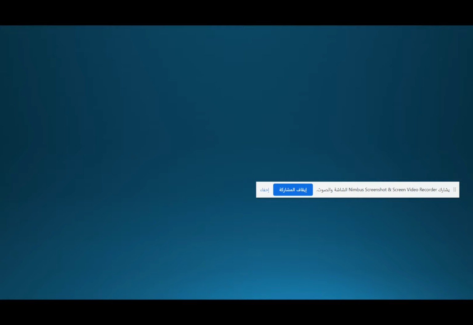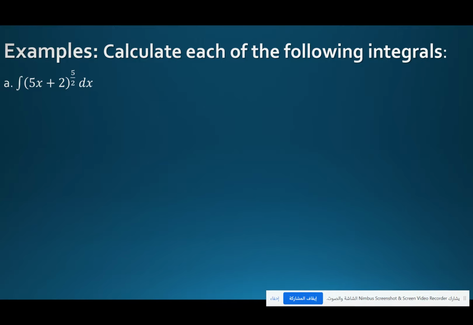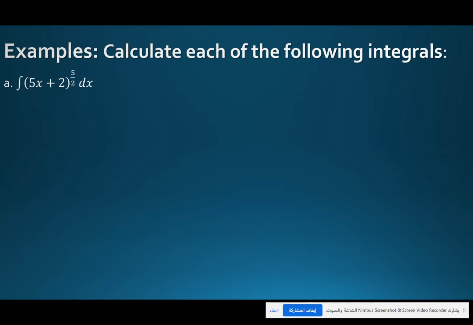Let's now start. Example number 1, which is saying integrate (5x + 2) to the power of 5 over 2 dx. We can say that if we have a function to the power of 5 over 2, and 5 over 2 is hard to expand, in that case you're going to use rule number 1. Rule number 1 says that for the function to the power of n, you should add 1 to the power and divide by n plus 1.